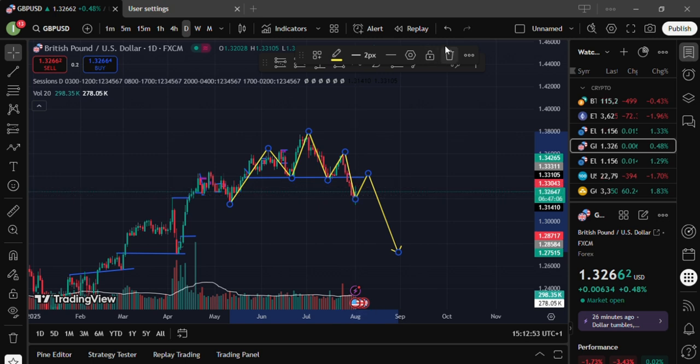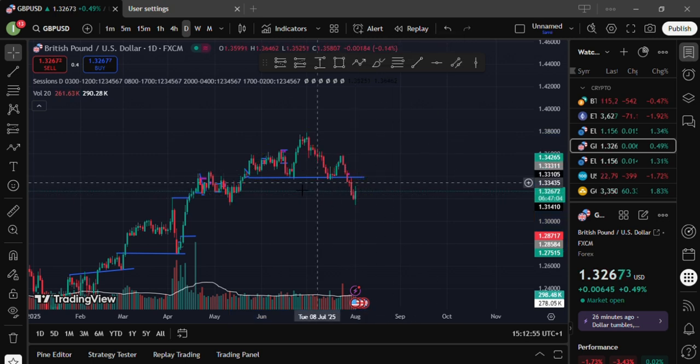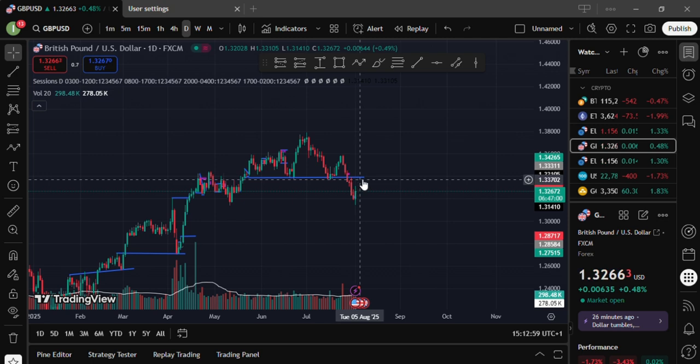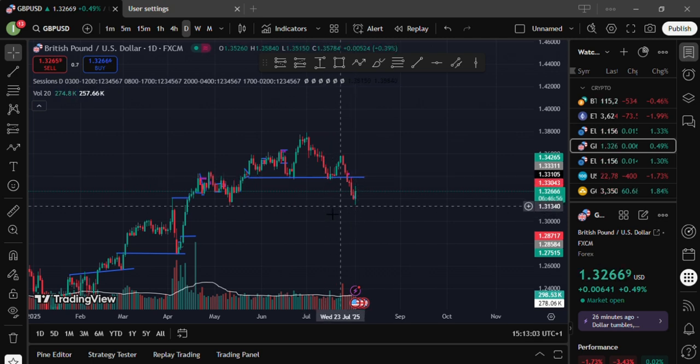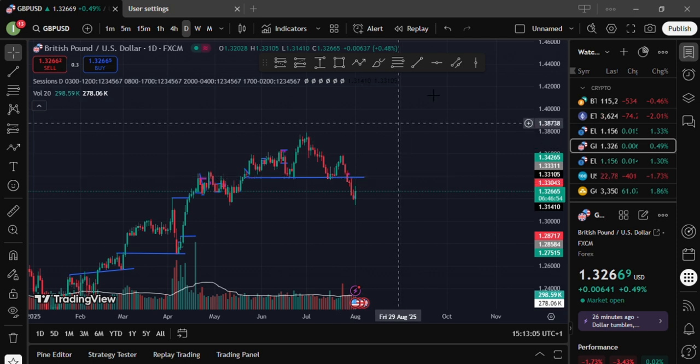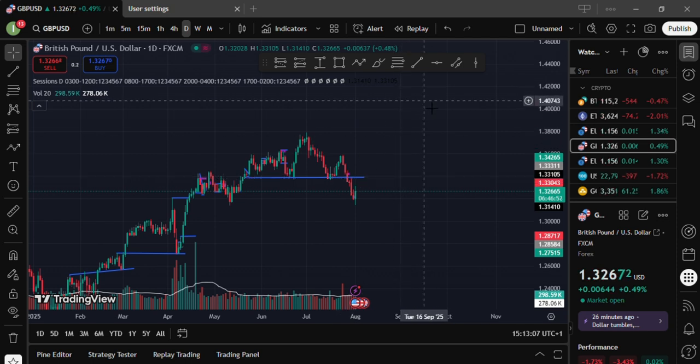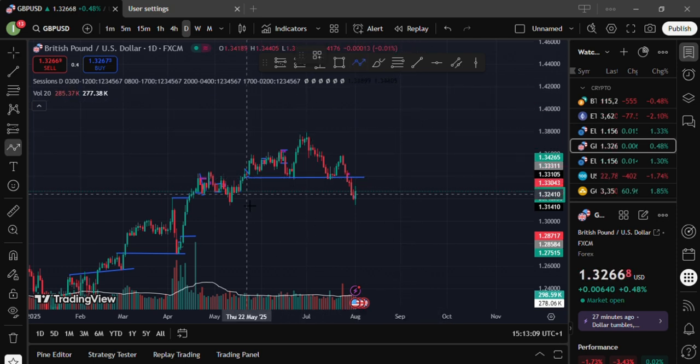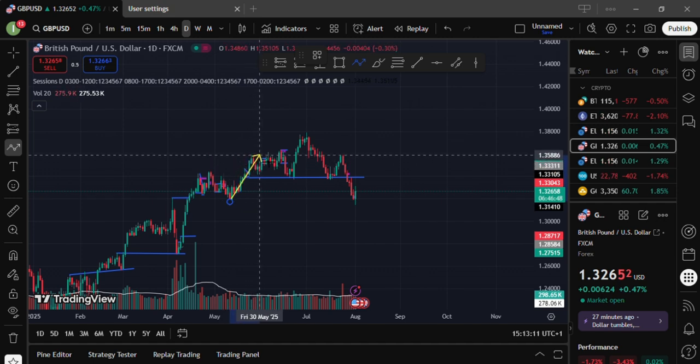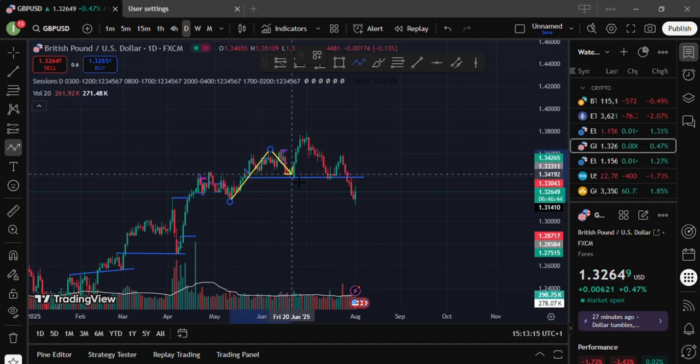There is a particular zone here that has been broken already. Then the market is moving back towards that zone, and I think it's creating some kind of pattern that is visible to the eye. I'm drawing the pattern for you to see. For those who work with patterns as well, you should be able to understand this.